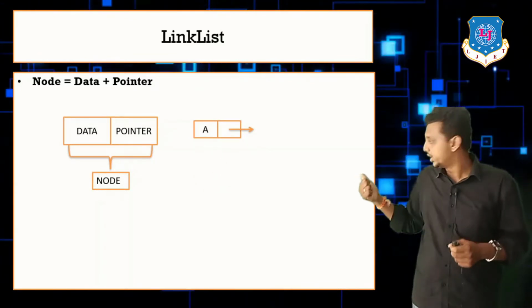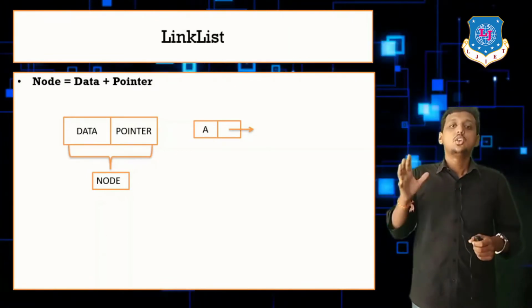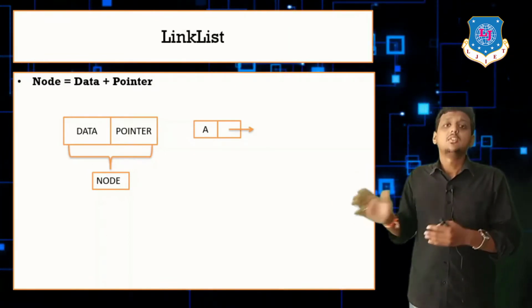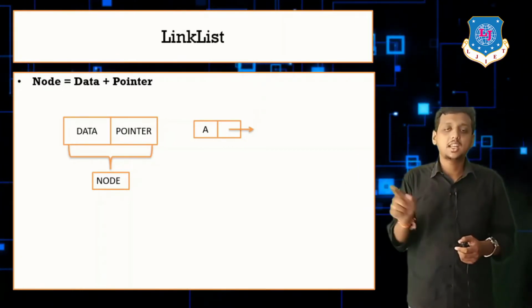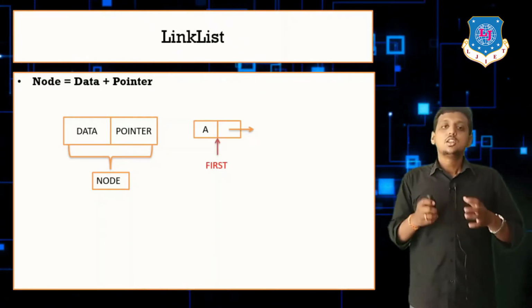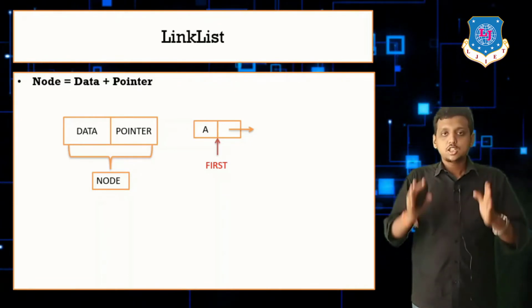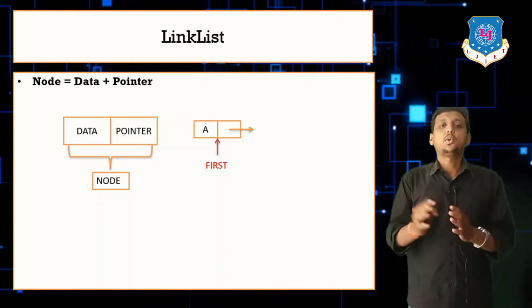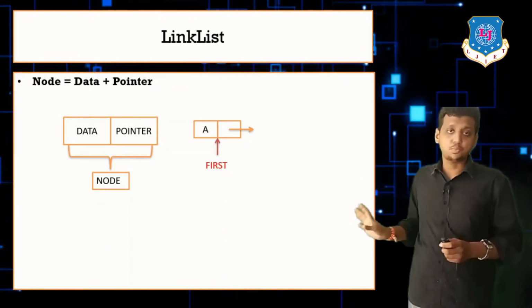So here is a node which contains data A. I'm taking one node where A is the data and the arrow is known as a link, or we can say a pointer. Students, the first node of the linked list is pointed to by the first pointer. The new word for you is the first pointer.